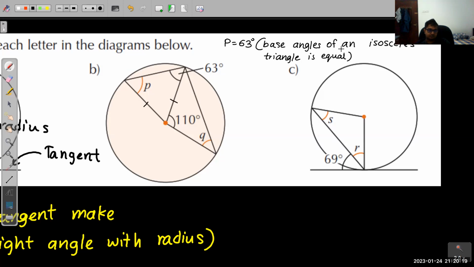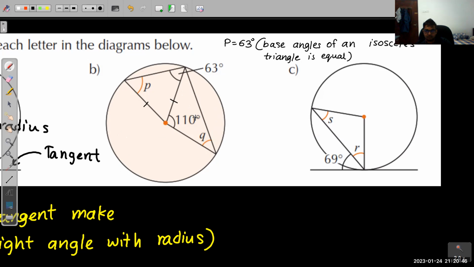Okay, so we'll need to find P and Q. So then I'll have 110. So then can I do 110 take away 180? Very good. 110 take away 180 is 70.